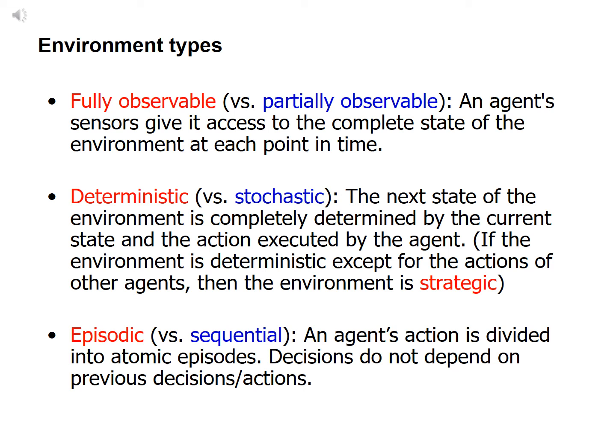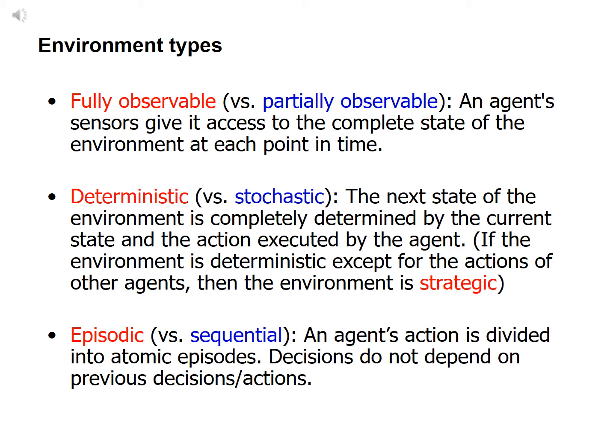Environment types are multiple. We distinguish between fully observable and partially observable, deterministic and stochastic, episodic versus sequential, static versus dynamic, discrete versus continuous, and single agent versus multi-agent. We also discriminate between known and unknown environments. So, fully observable versus partially observable environments.